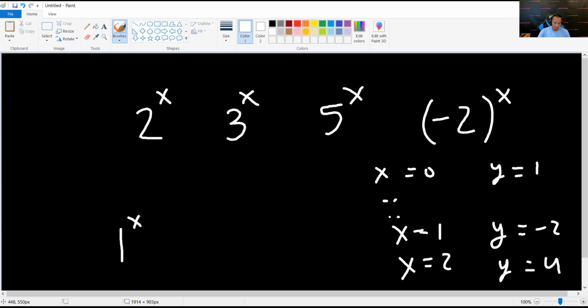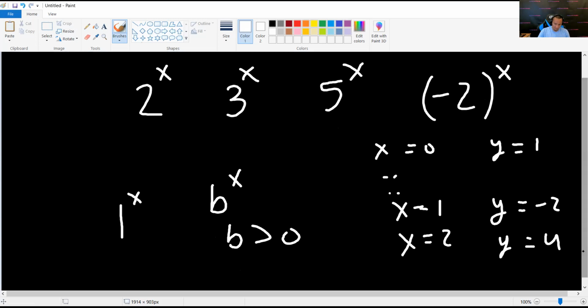So an exponential function is going to be b to the x as long as b is greater than 0 and b is not equal to 1. Okay, so that's basically it.